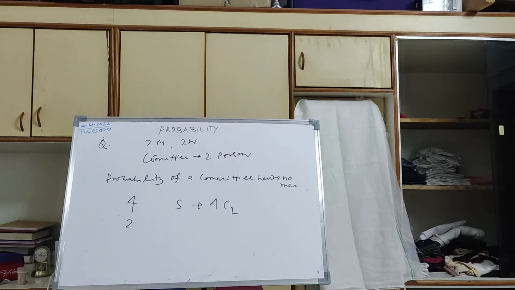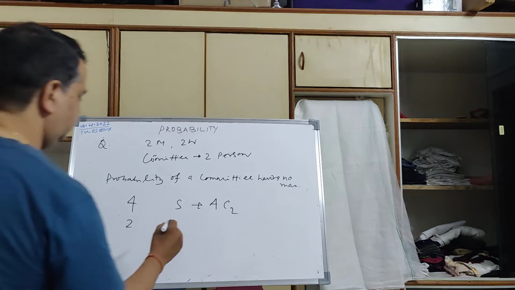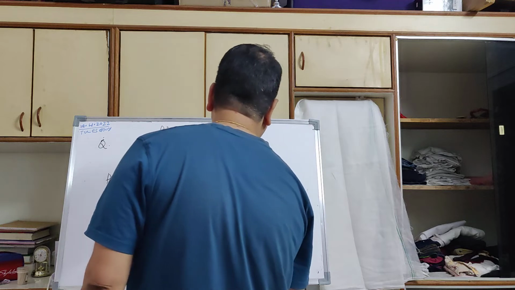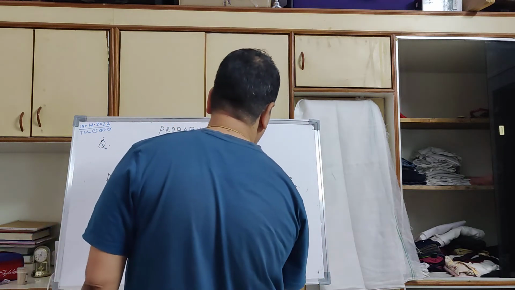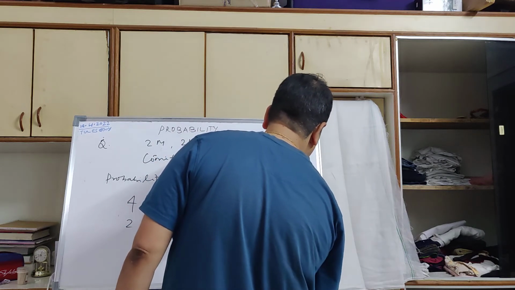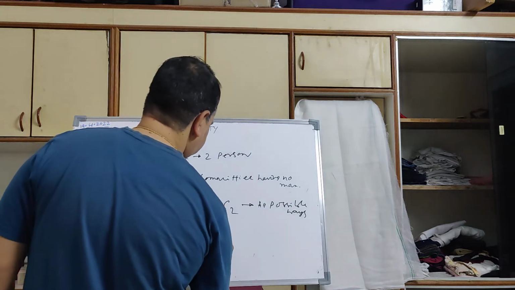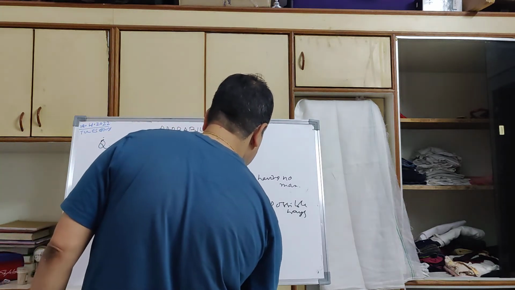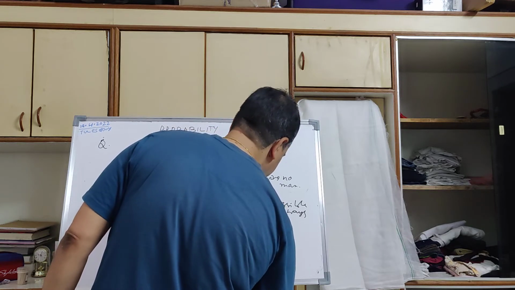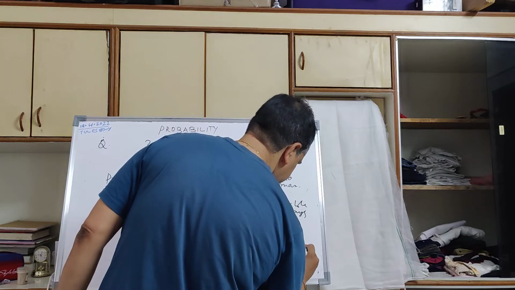There will be 2 women in the committee. You have only 2 women and you want to select 2 women. How many ways can you do it? 2C2, right? This is the number of ways of selecting two women. Clear?